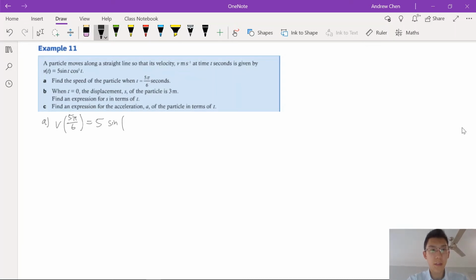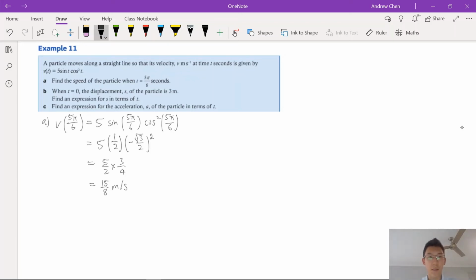So 5 sine 5 pi on 6, cos squared 5 pi on 6. Using our knowledge of exact values, sine 5 pi on 6 is a half. Cos 5 pi on 6 is negative root 3 on 2, and this is being squared, so we have 5 over 2 times 3 over 4, which is 15 on 8. It's in meters and speed, so per second. All right, so that's part A. So apply your knowledge of your exact values here.